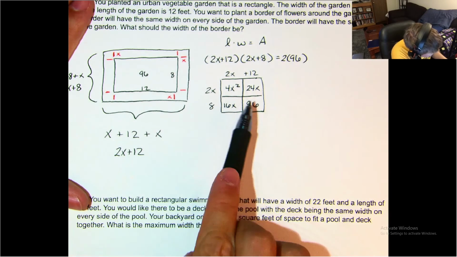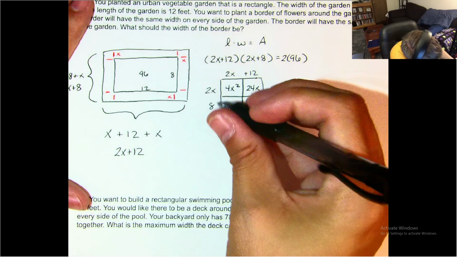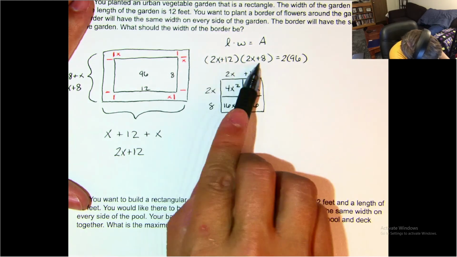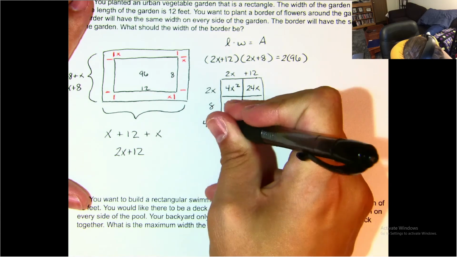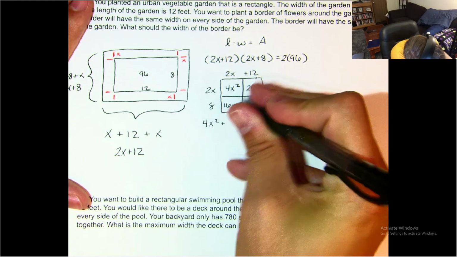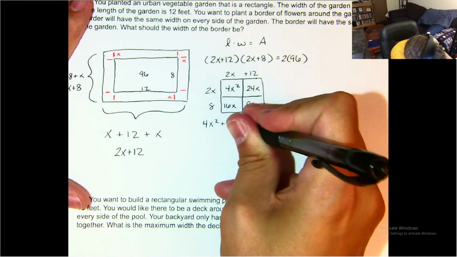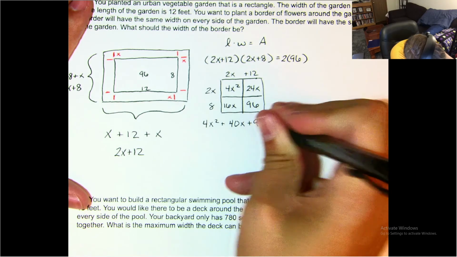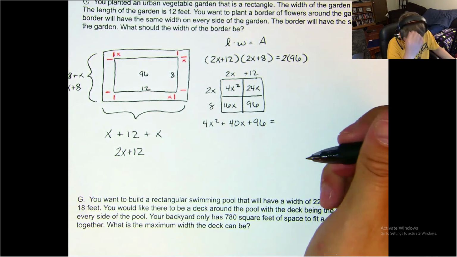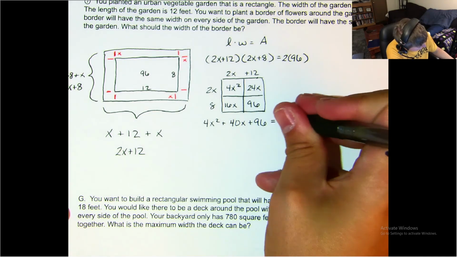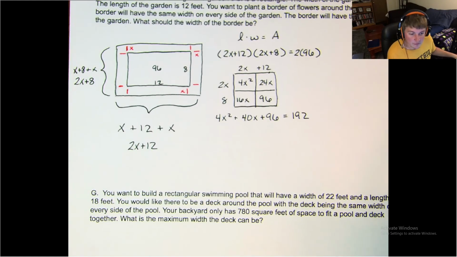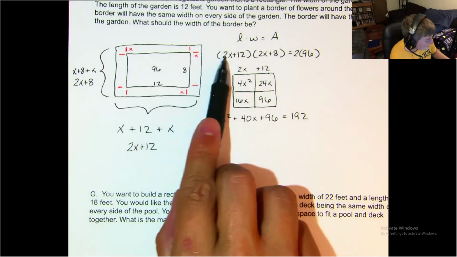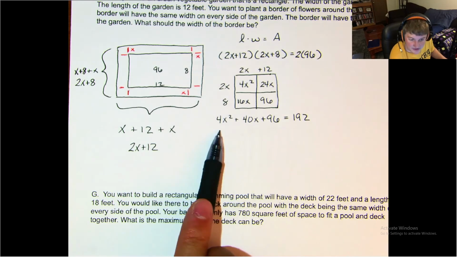So then we can combine all this together. My new equation, after I multiply these together, is 4x squared plus 40x plus 96 is equal to 192. Now, if we want to talk about what I consider proficient in a word problem, I need you to be able to set up my equation. So I need you to get to about this step here.